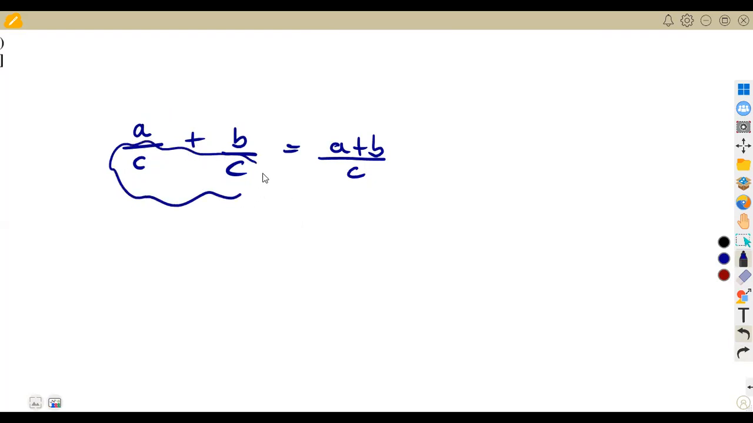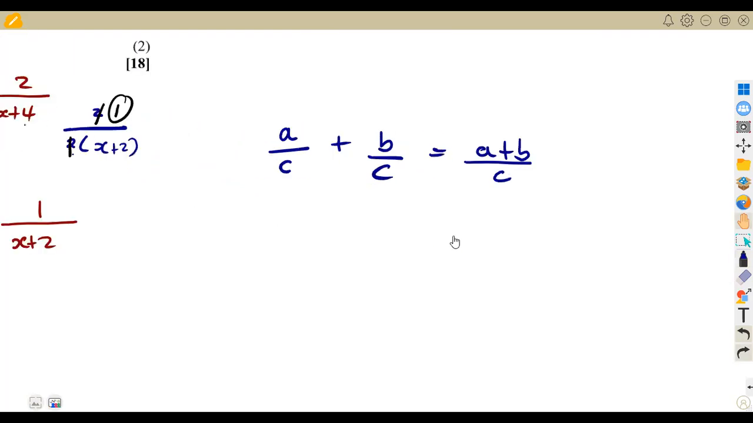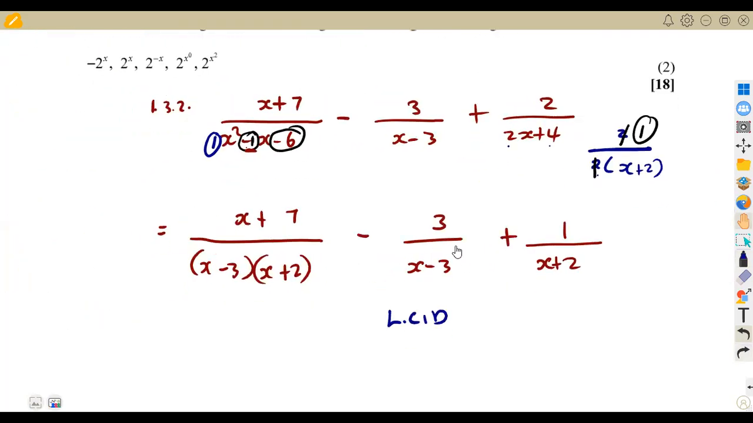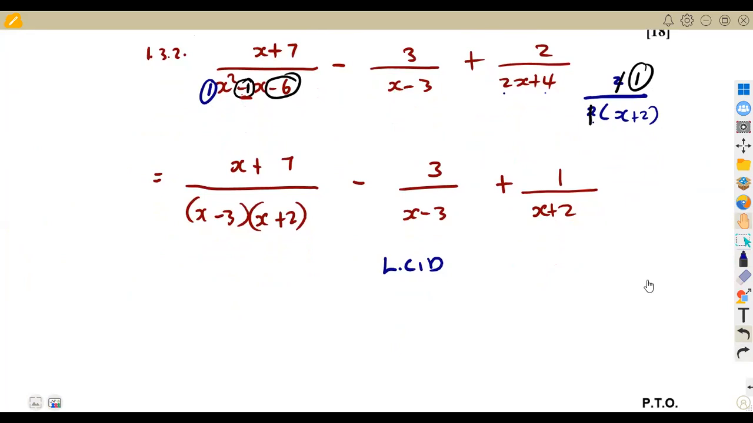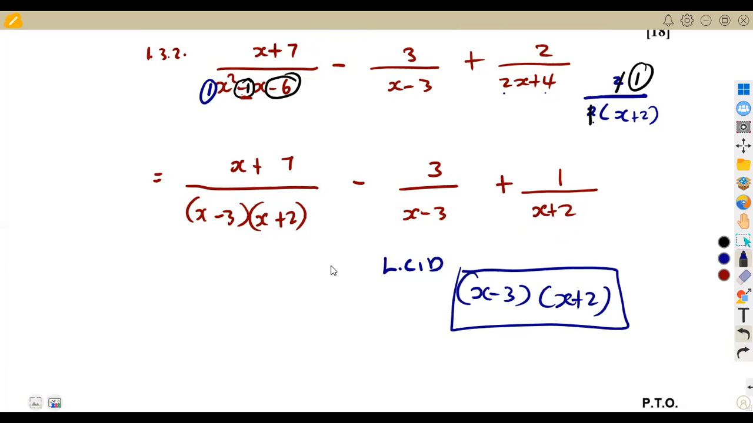Provided it's only the denominators that are the same. So having that in mind, it can help us a lot, because if I find the LCD of this, as you can see, I've got x minus 3 appearing once, so I'm just going to take it as x minus 3. I've got x plus 2 appearing once on each part. So this becomes your LCD, which is your LCM.